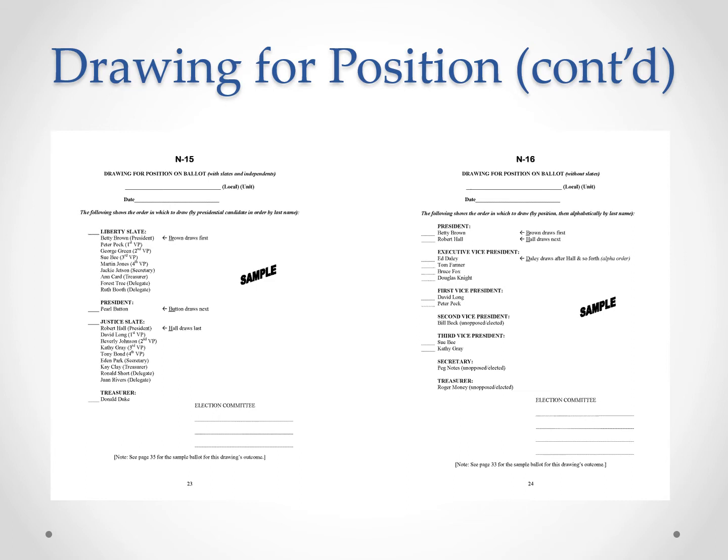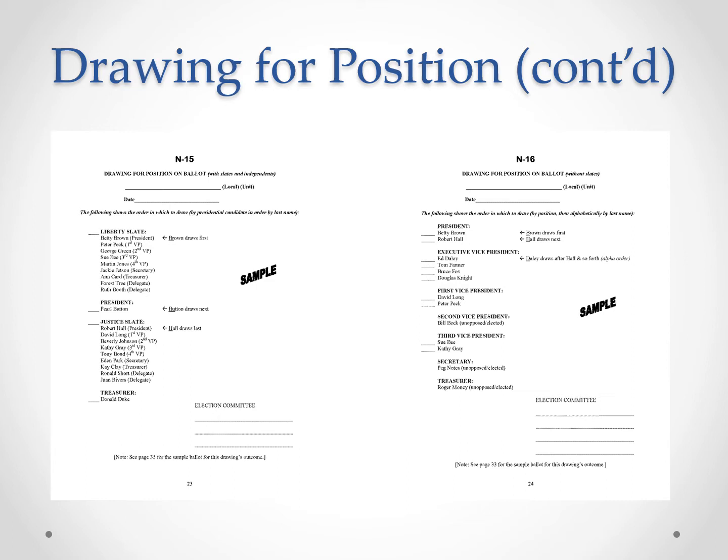This slide shows samples, and there are samples in your booklet at pages N15 and N16 that show how to determine the order of drawing for position with slates and independent candidates, which means people who are not on slates, as well as with only independent candidates. Drawing for position will take place in alphabetical order based on the candidates' last names, starting with the highest office. Where there are slates, the entire slate is drawn once based on the alphabetical order of the last name of the candidate for president. If there is no candidate for president on a slate, such as when there has been an involuntary withdrawal from a slate, you'll use the last name of the slate candidate running for the next highest office as the basis for alphabetizing the draw order.